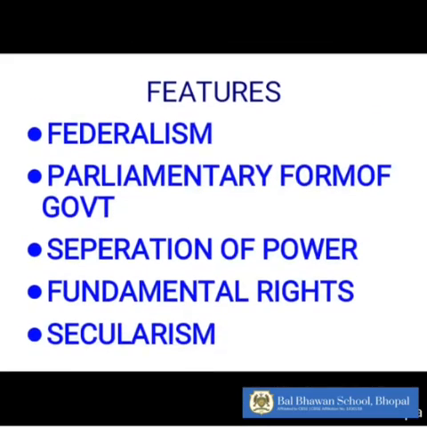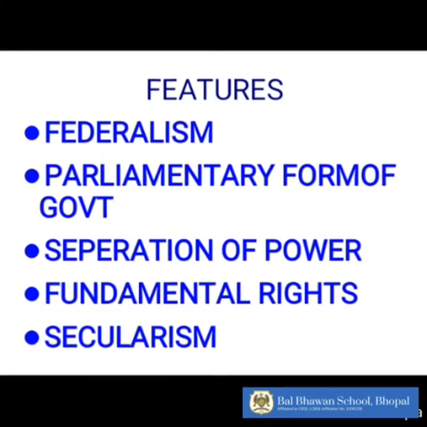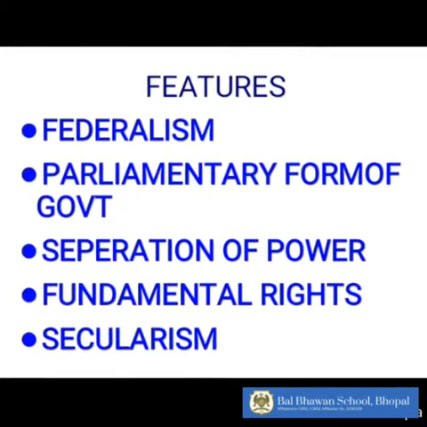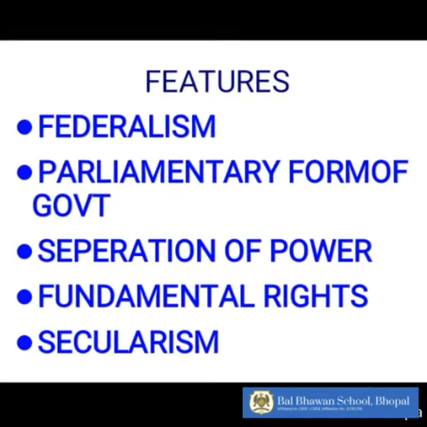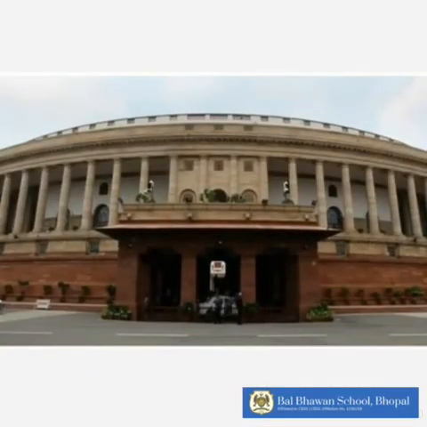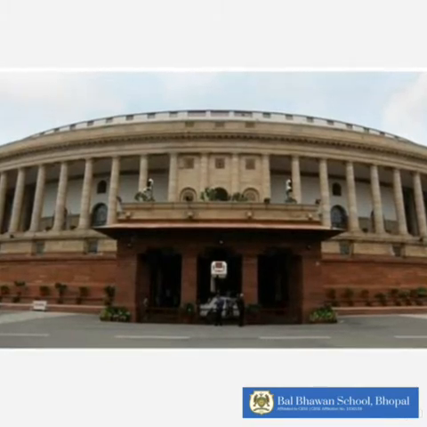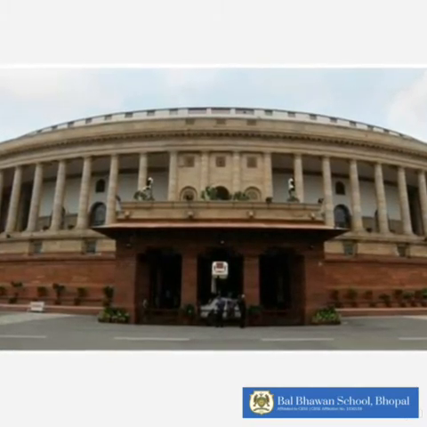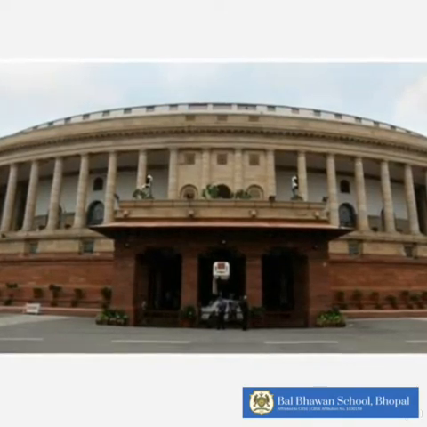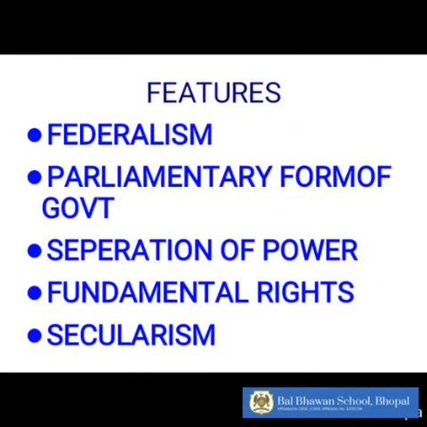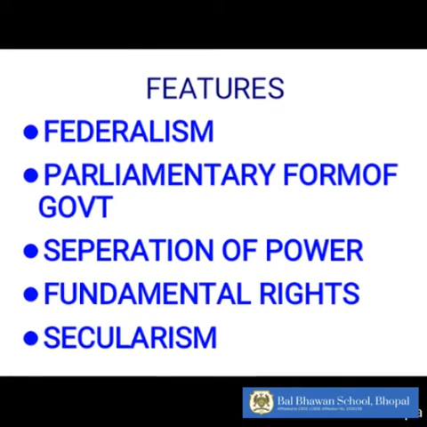The next feature is that we have a parliamentary form of government. In the parliament, there are representatives that are coming from different parts of the country. This system ensures the proper representation from all the regions and all the states of the country in the Lok Sabha. The third feature is separation of power. The government has 3 organs: executive, legislature, and judiciary, and they all have their powers prescribed in the Constitution.